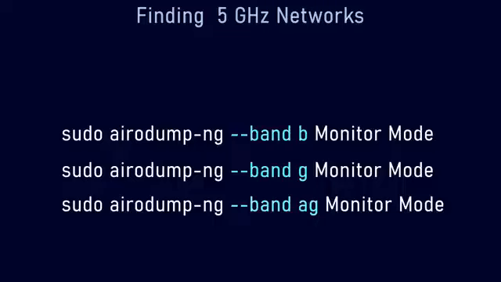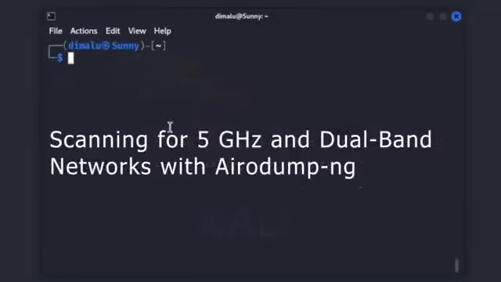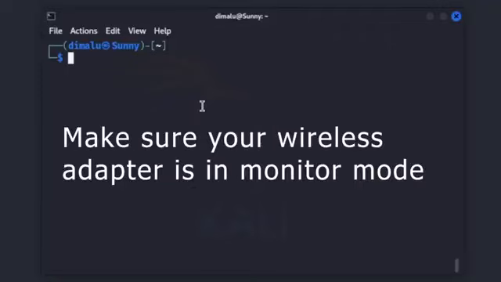Remember, specifying multiple bands can increase workload on your system and potentially slow down scanning. We will continue where we left off in the previous video. In this video, I will demonstrate how to scan for 5 GHz networks, and also how to scan for both 2.4 and 5 GHz networks simultaneously. Now let's dive into the practicals.